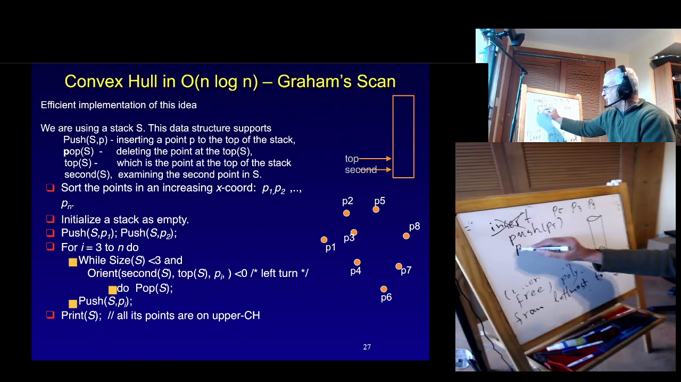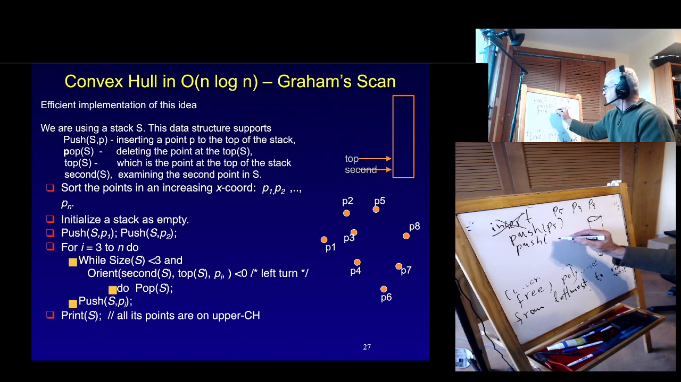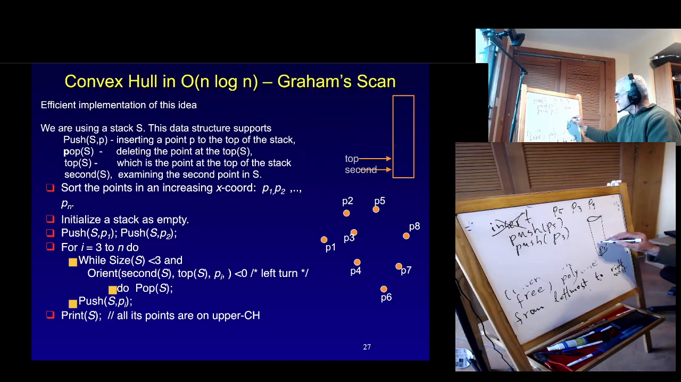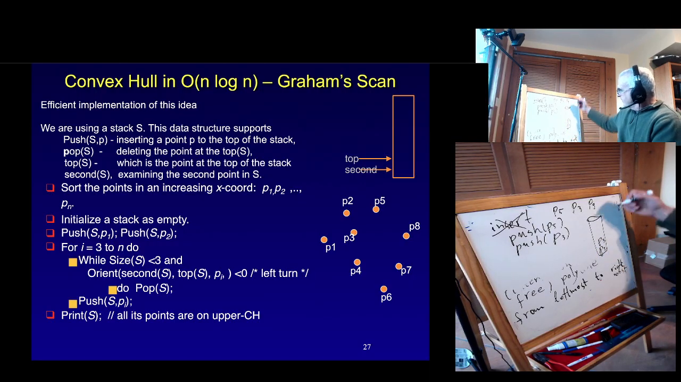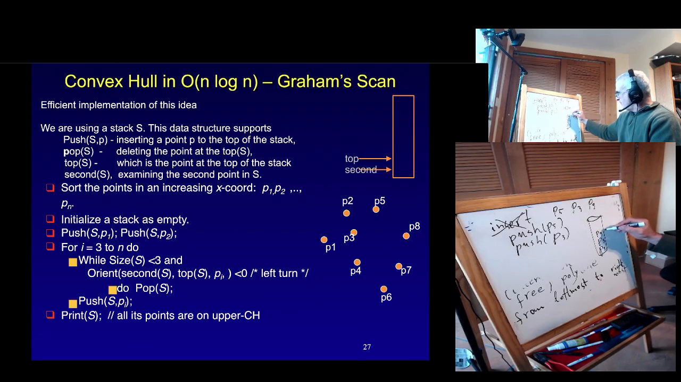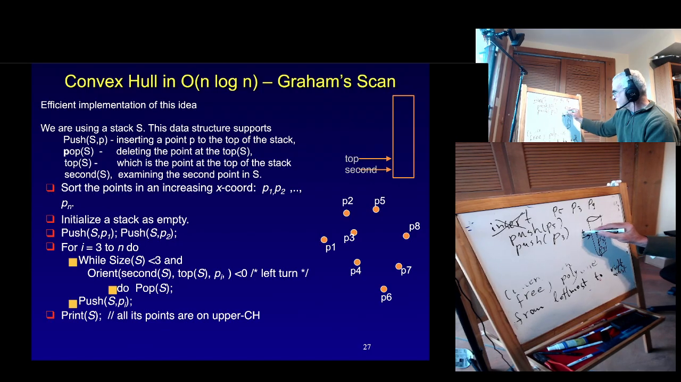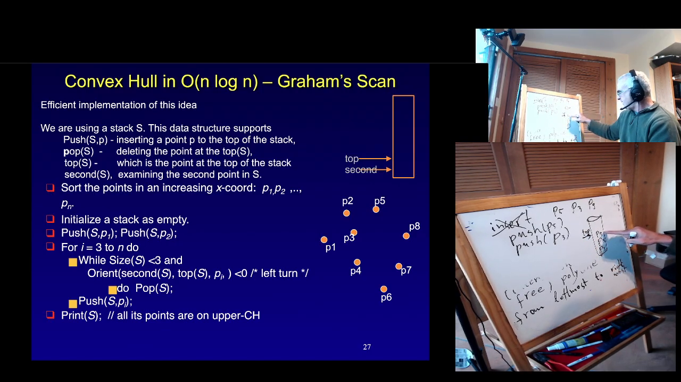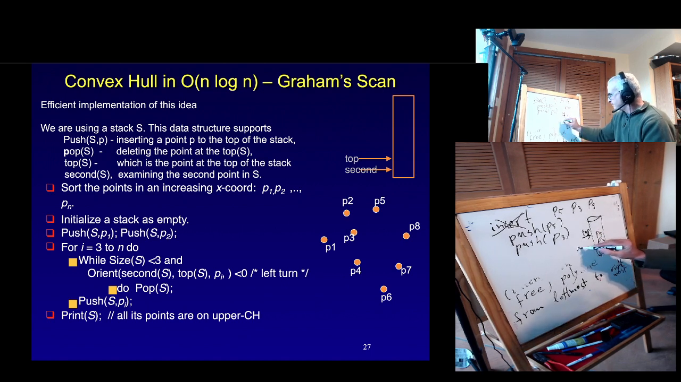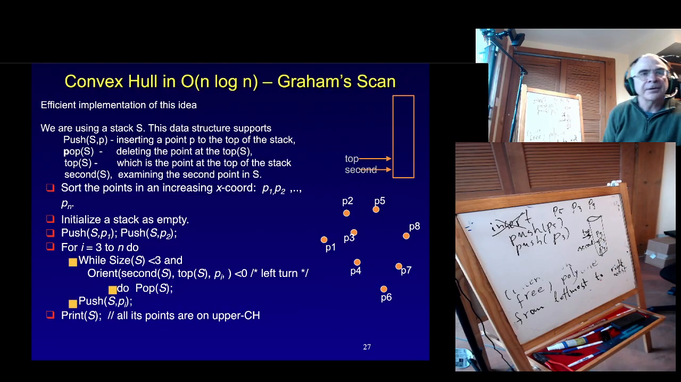Instead, I'm doing push of P3. So P3 is standing now on top of P5. Adding P9 will be on top of P3. If I'm asking who is at the top of the stack, top will be P9, and the second is P3. Okay, any questions?